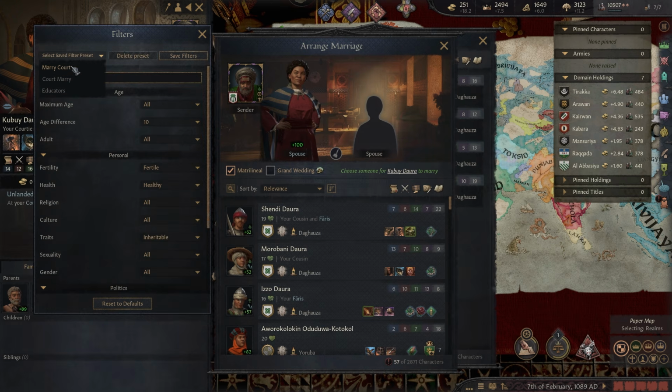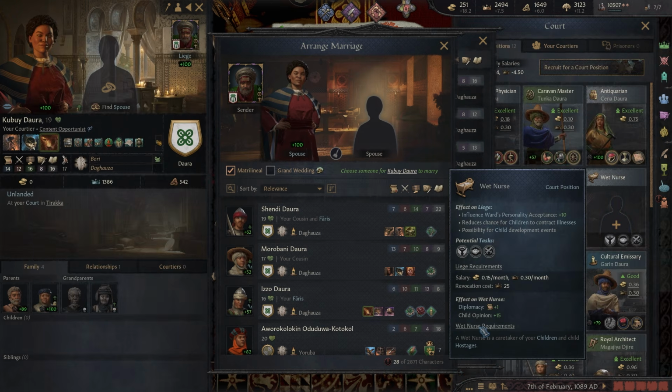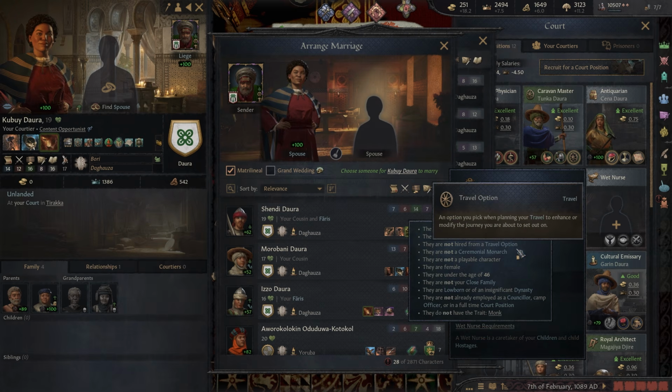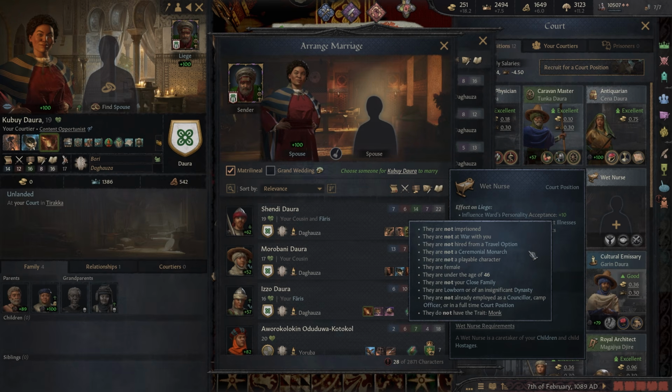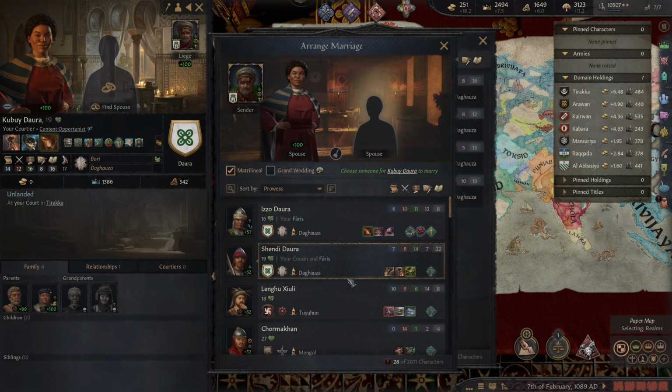Let's do some marrying off. I mean, we could check. What's the requirements? Not imprisoned, not at war with you, not playable. They're female. Not close. They might count as close family, I guess. They're lowborn or of an insignificant dynasty. That's it. So we have no lowborn people who are young enough. That's fine. Alright, sort by prowess.